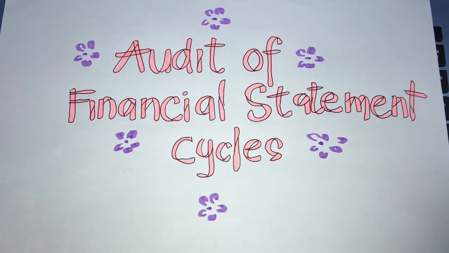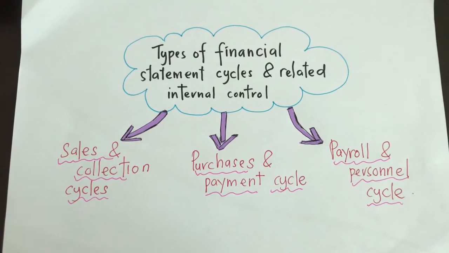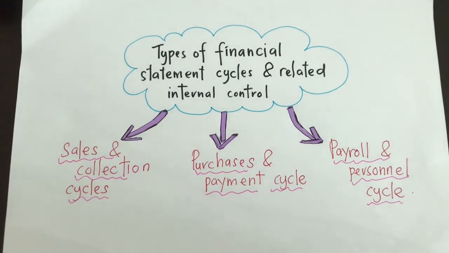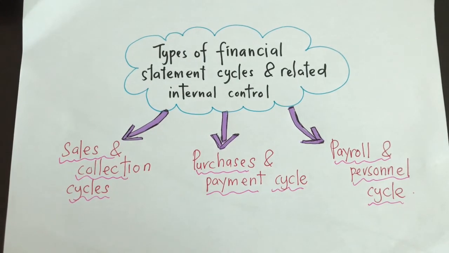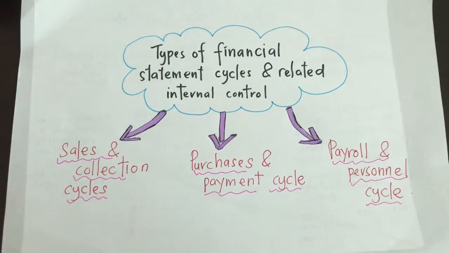Audit of financial statement cycles. There are three types of financial statement cycle and related internal control, which are the sales and collection cycle, the purchases and payment cycle, and the payroll and personnel cycle.